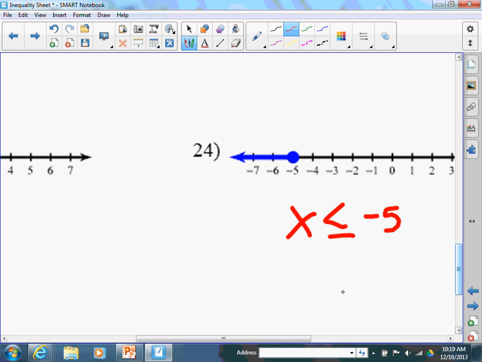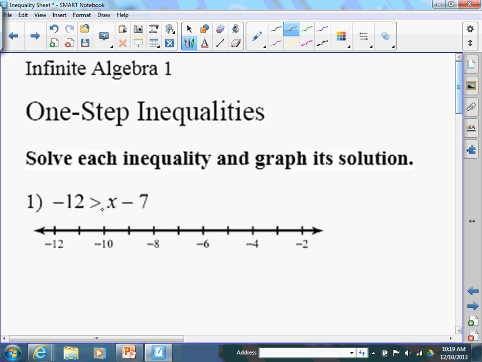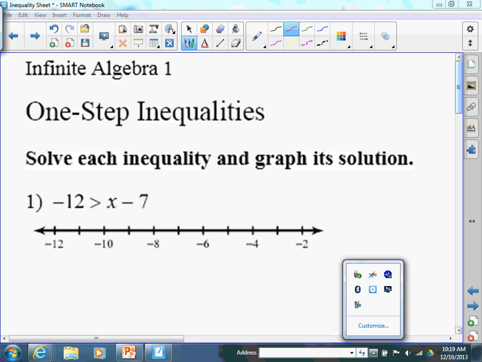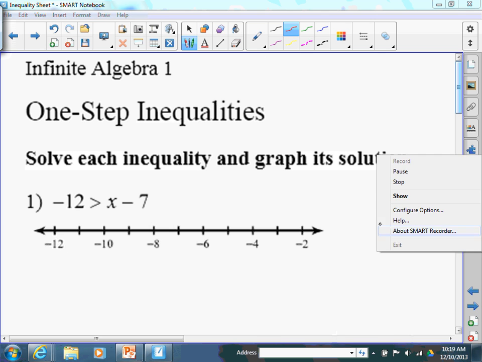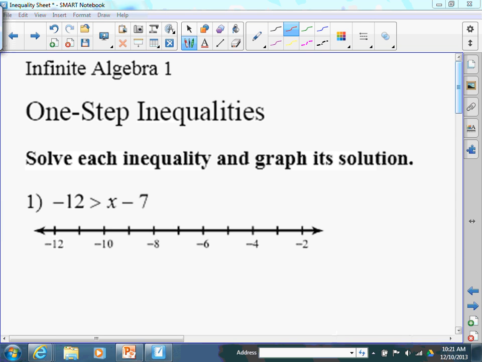Good? Okay. Now, I'm going to give you a paper, and now we're going to graph some of these and solve them, as an extension from yesterday. All right, so hold tight. Let me get everybody a sheet. Okay. On the one-step sheet, we should be on the problem negative 12 is greater than x minus 7. Does everybody see that problem on their sheet? Yes?